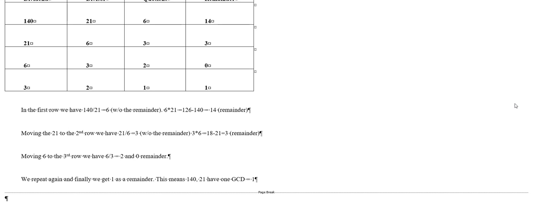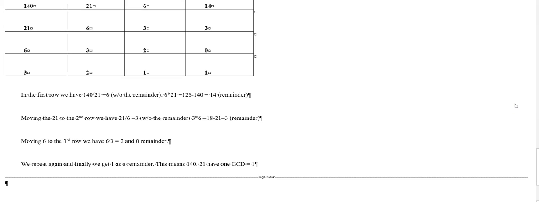So now we repeat again, and finally we get 1 as the remainder. In other words, 3 divided by 2 leaves you with 1. And this means that 140 and 21 have a GCD equal to 1, which is exactly what we wanted.